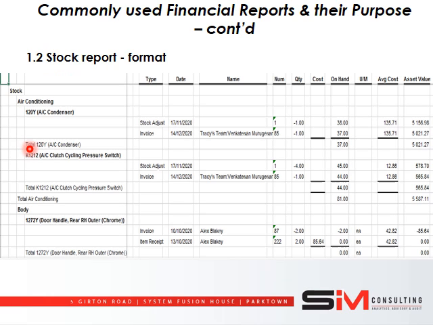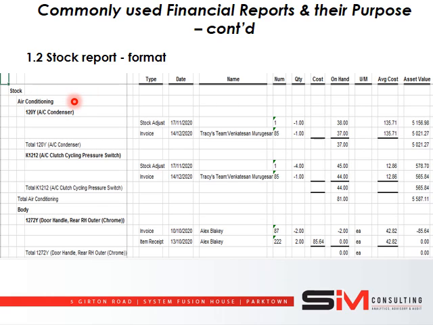Let us look at the format of a typical stock report. First is the description of the stock. In instances where you have a multitude of stock items, you can describe them in codes. But in this instance, you can see the description is in full, as air conditioning.